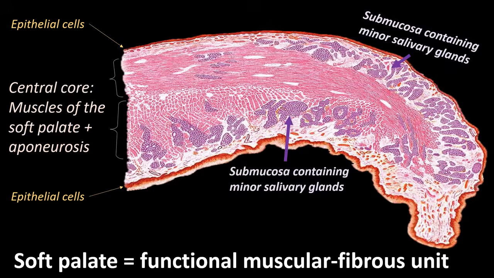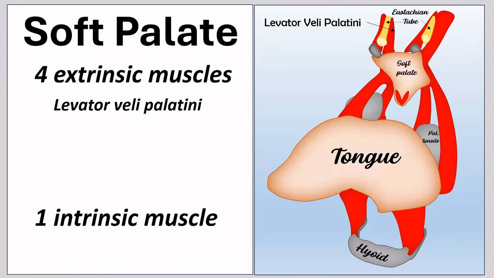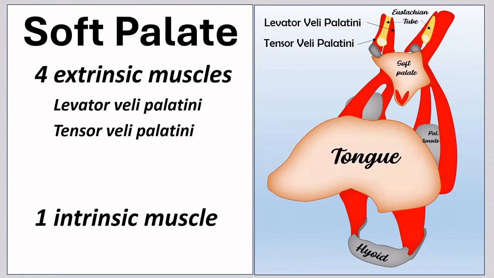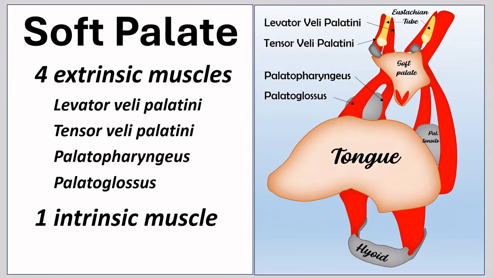So we have 2 muscles that are also associated with the Eustachian tube: the Levator veli palatini muscle, which is responsible for the elevation of the soft palate, and the Tensor veli palatini muscle, which is responsible for tension of the aponeurosis of the soft palate. And when these muscles contract, the Eustachian tube will also open, as you remember from the presentation on the nasopharynx. And then we have 2 muscles constituting the anterior and posterior tonsillar pillars, namely the palatopharyngeus and the palatoglossus. Then we have 2 intrinsic muscles in the uvula called the uvular muscles.